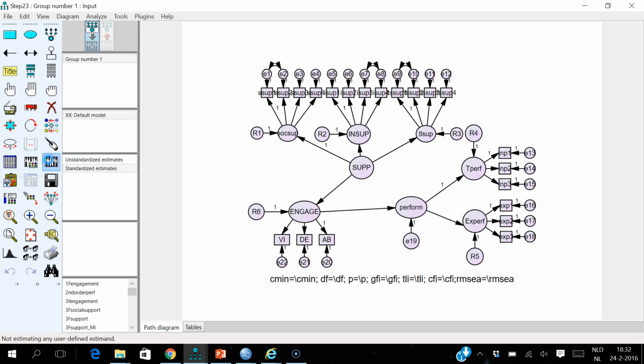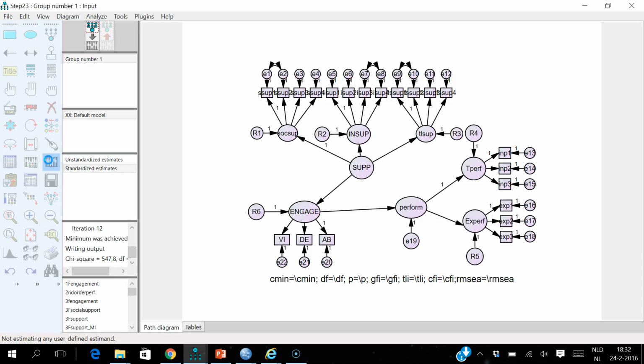So when we run this model, as you can see, I estimated engagement by 3 observed variables being vigor, dedication, and absorption.